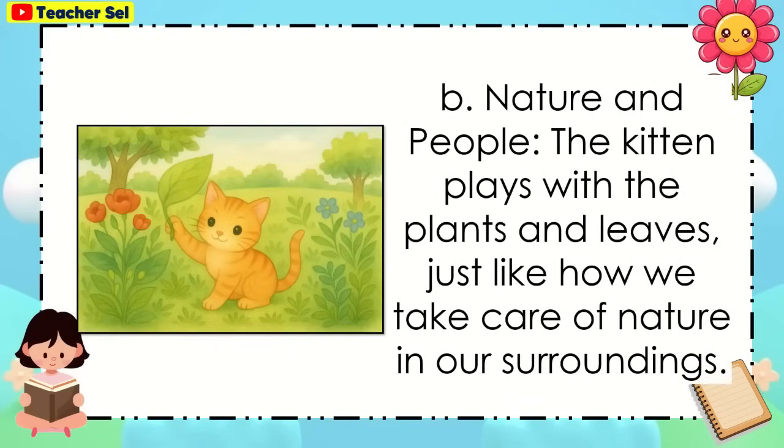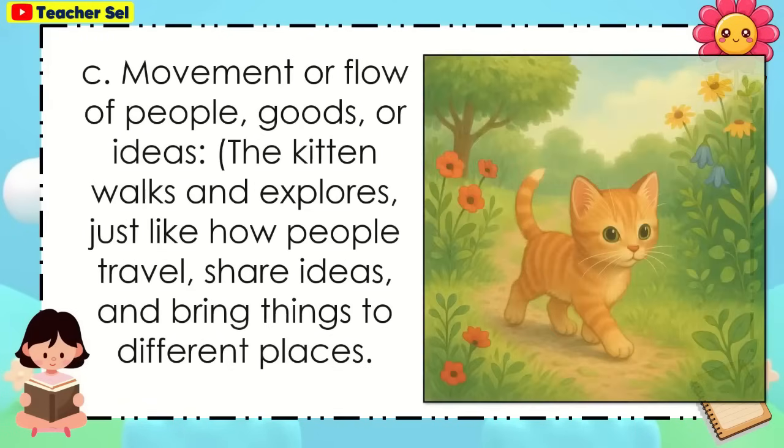Nature and people. The kitten plays with the plants and leaves, just like how we take care of nature in our surroundings. Movement or flow of people, goods, or ideas. The kitten walks and explores, just like how people travel, share ideas, and bring things to different places.